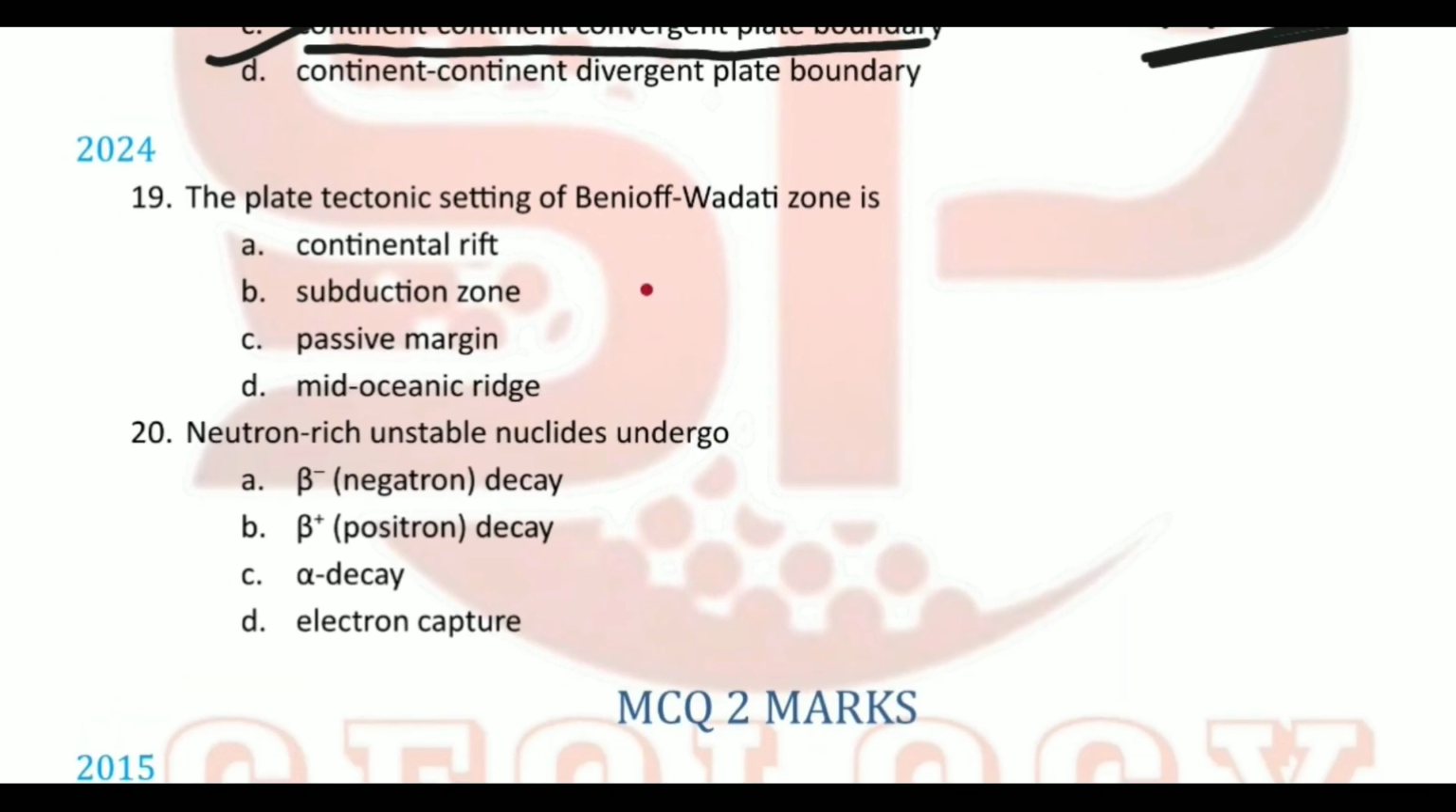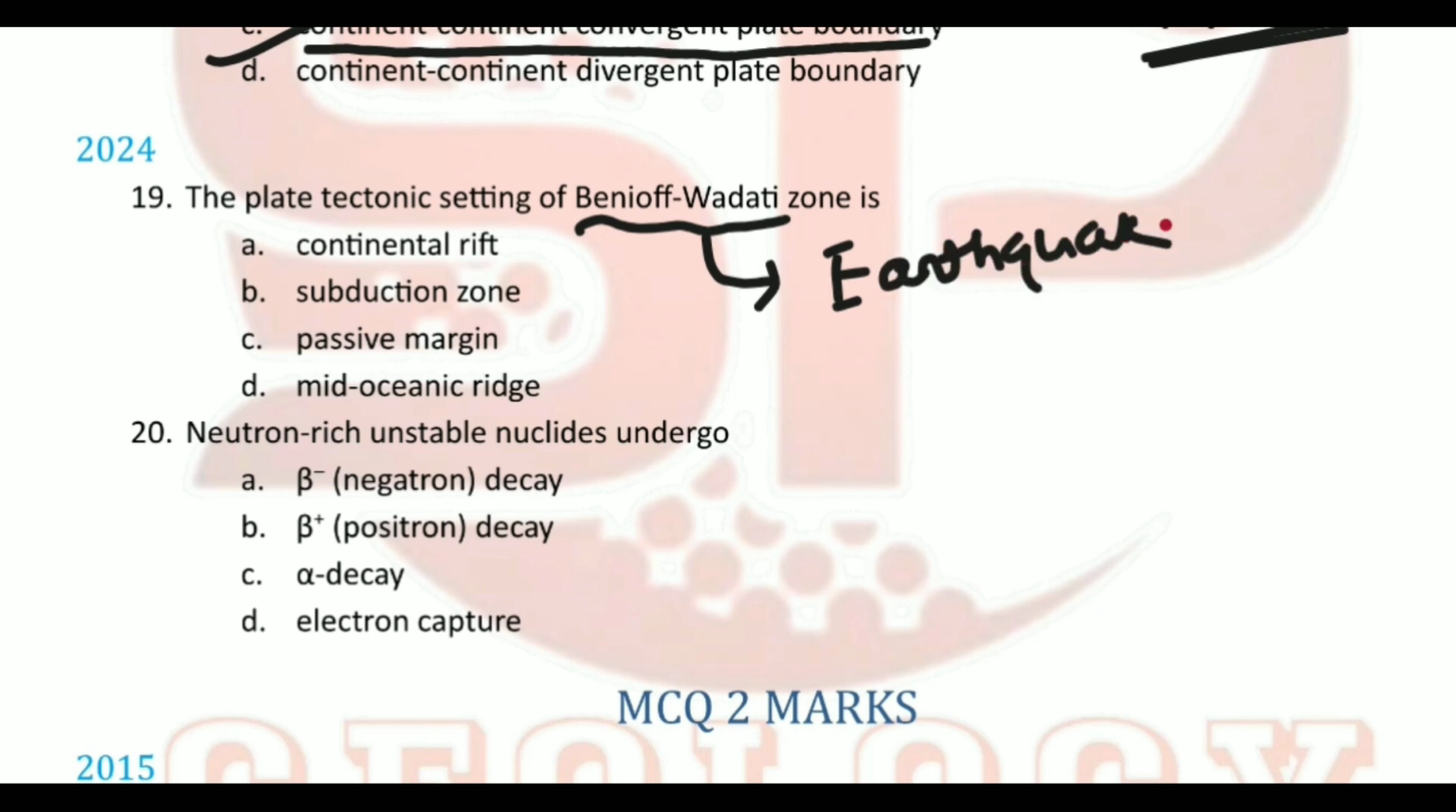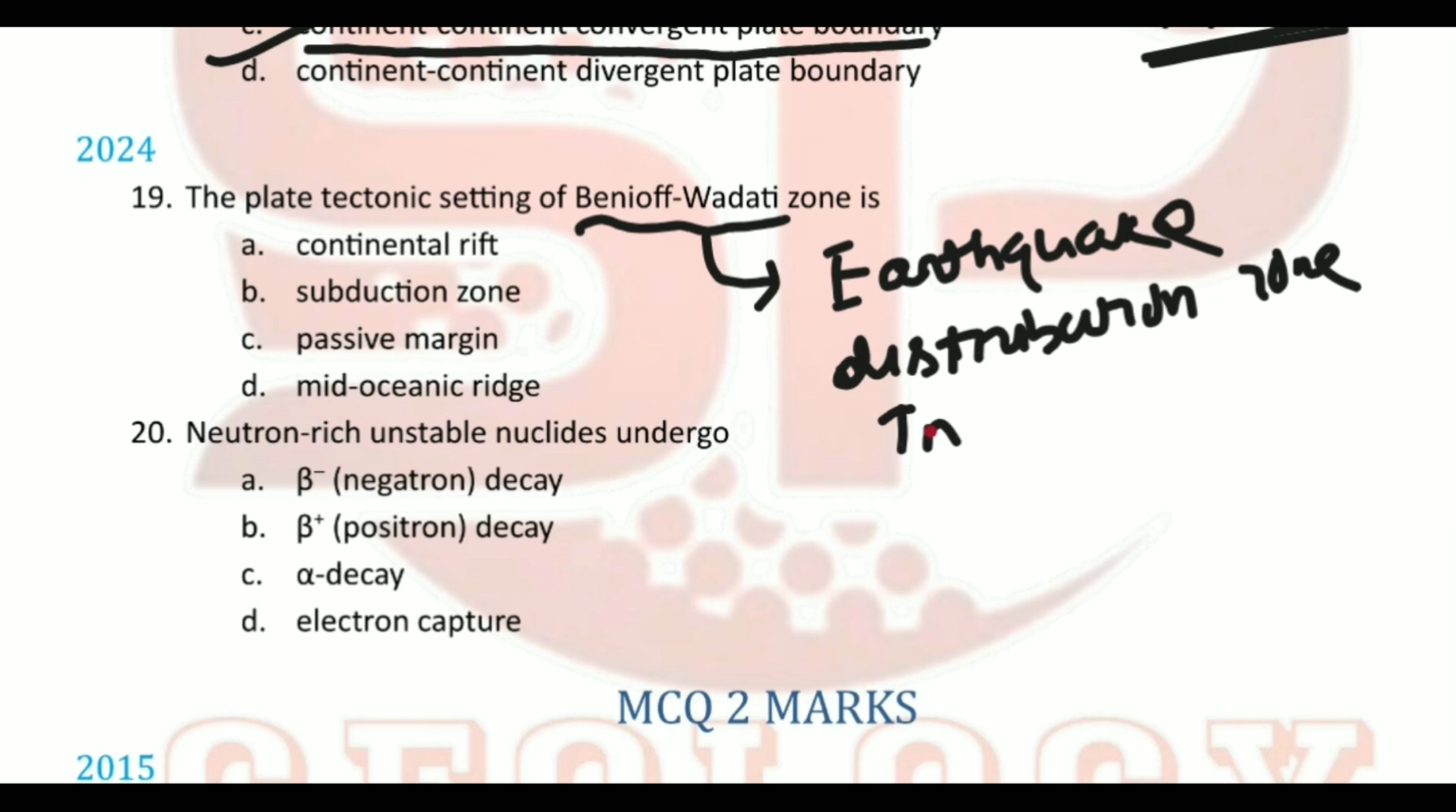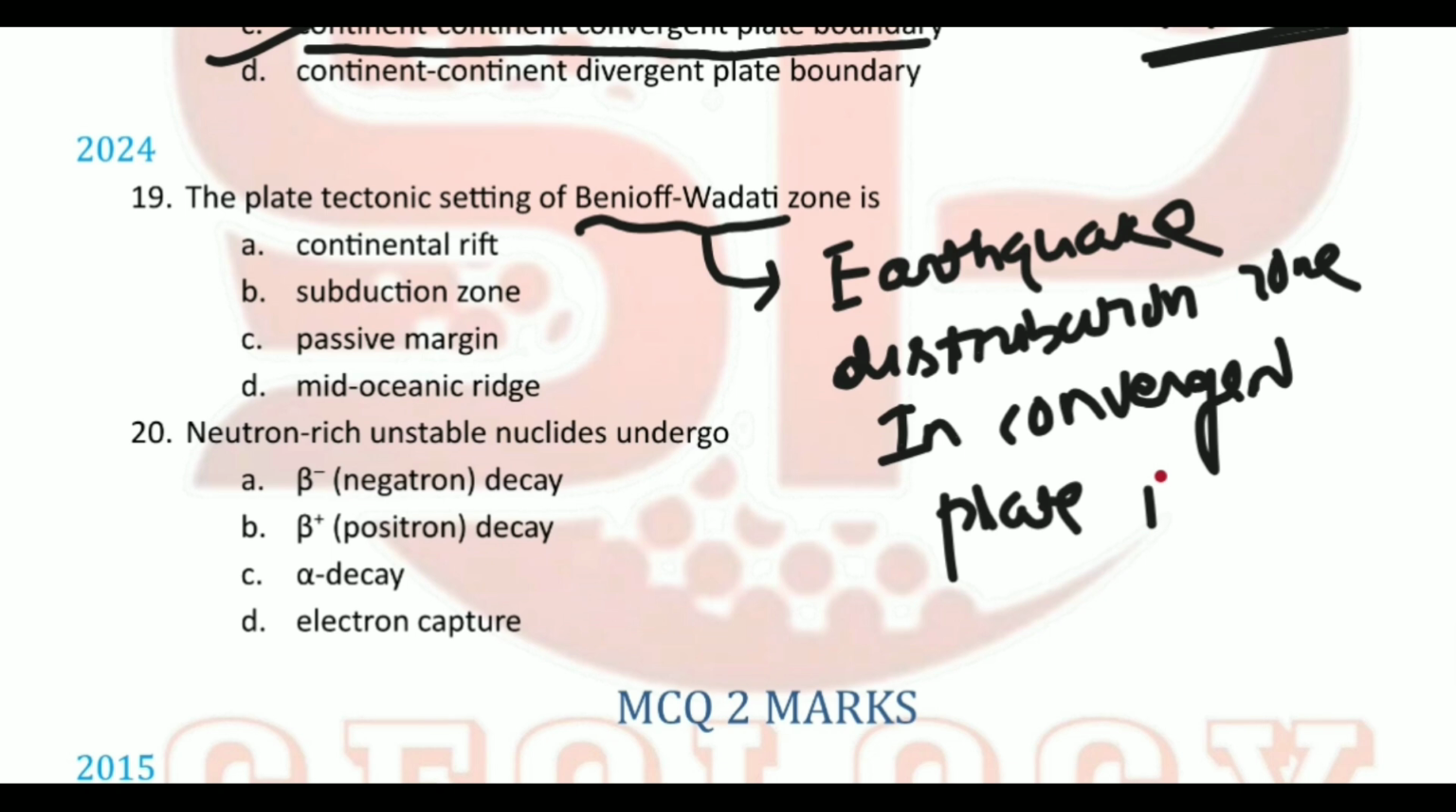This comes to the plate tectonic setting of the Wadati zone. The Wadati zone is the earthquake distribution zone in the convergent plate boundary. The Wadati zone is found near the subduction zone. So at the subduction zone, you will get all types of earthquake, starting from shallow to deep focus.